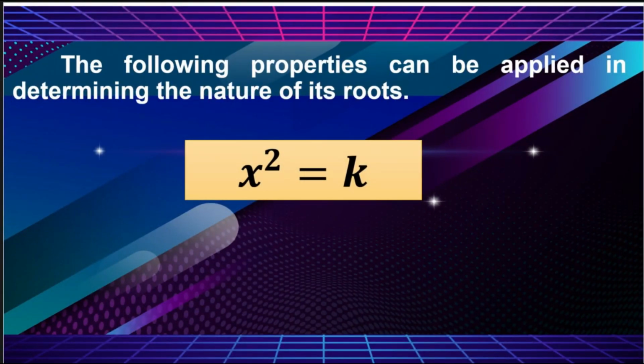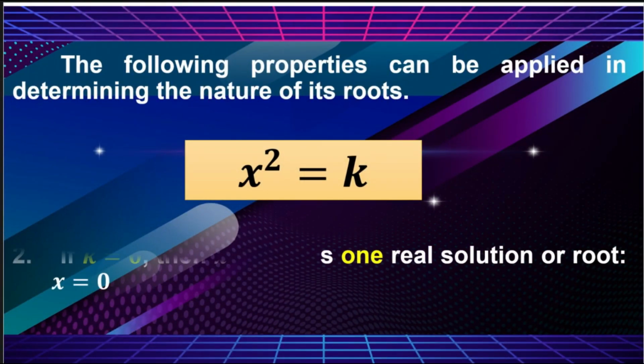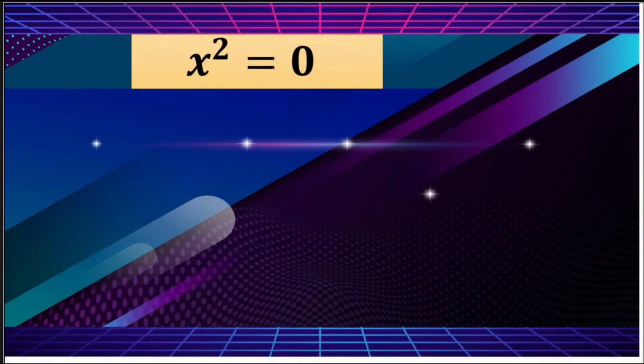Second property. If k is equal to 0, then x squared equals k has one real solution or root, and that is 0. So if your constant is equal to 0, then you only have one solution, and that is 0. For example, x squared equals 0.